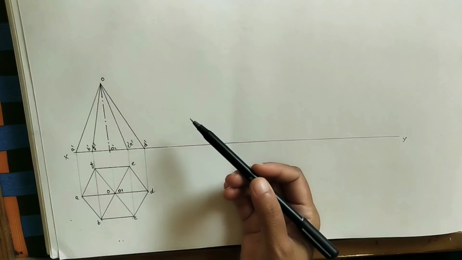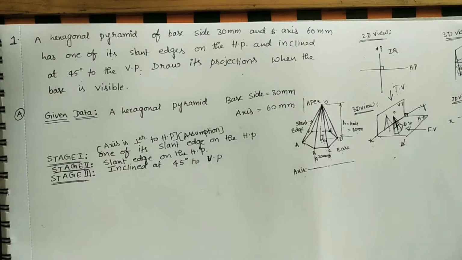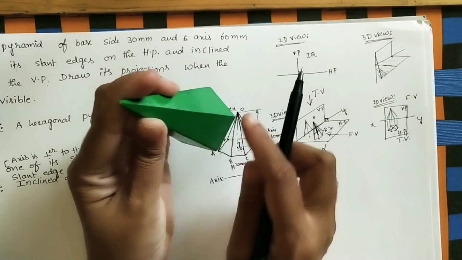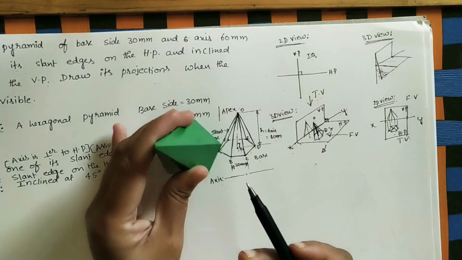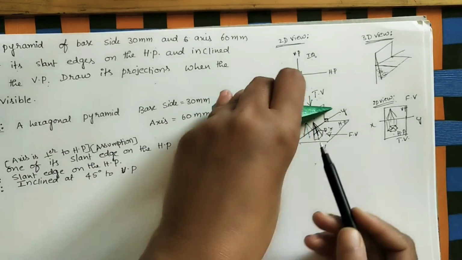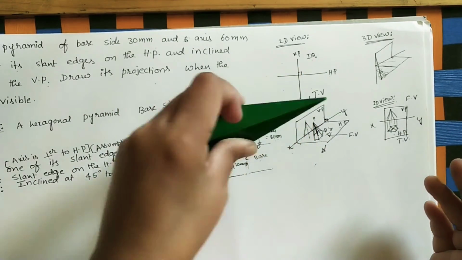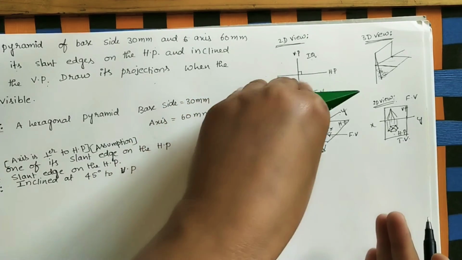Now in the next case, in stage 2, one of its slant edges is on the HP. Let us take this OD as one of the slant edges, this slant edge. This is O, this is D. It is on the horizontal plane. Initially we took it like this. In the next case, it is tilting like this. It is on the horizontal plane. This edge is on the horizontal plane like this. So whatever front view is coming, the entire front view is tilting like this.